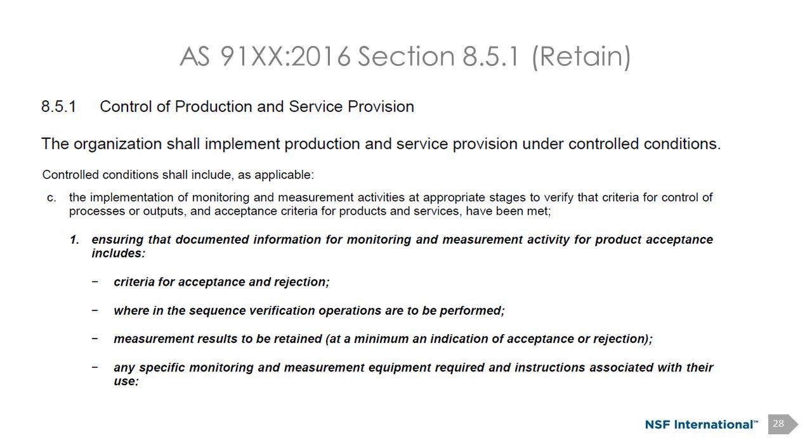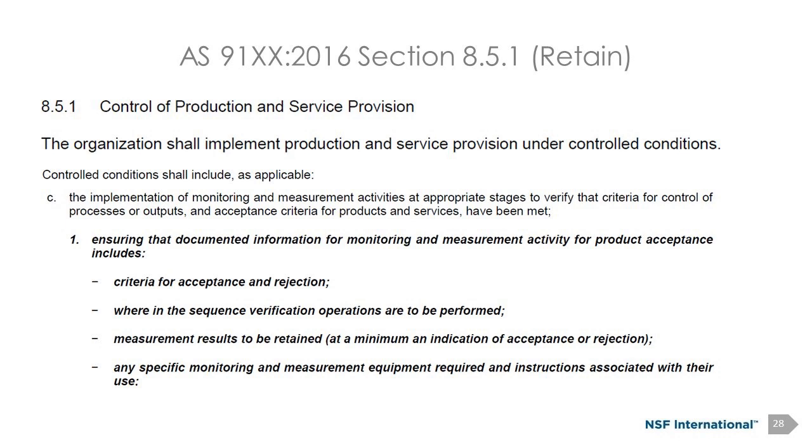Letter C of that same section describes the implementation of monitoring and measurement activities at appropriate stages to verify that the criteria for control of processes or outputs, and the acceptance criteria, have been met. And it's going to include the retained documented information associated with that, okay?